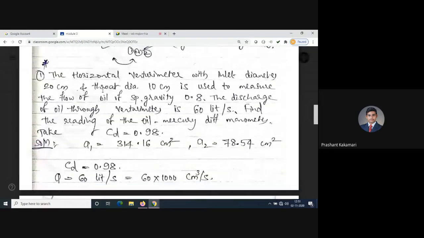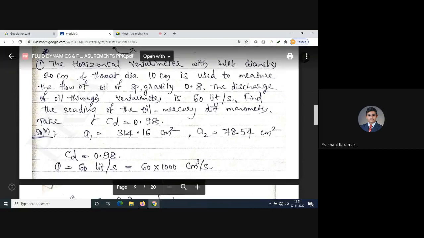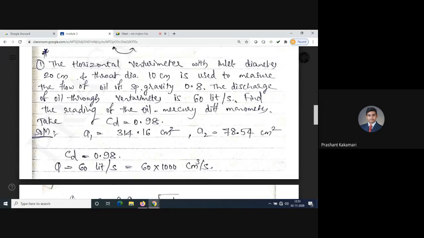So next we'll take some examples or numericals on these Venturimeters. You can note down the examples. The first numerical is a horizontal Venturimeter. Once they say horizontal Venturimeter, Z1 and Z2 cancel. Horizontal Venturimeter with inlet diameter 20 centimeter, D1 is given as 20 centimeter, and throat diameter, that is the smallest opening of the Venturimeter, 10 centimeter, is used to measure the flow of oil of specific gravity 0.8.